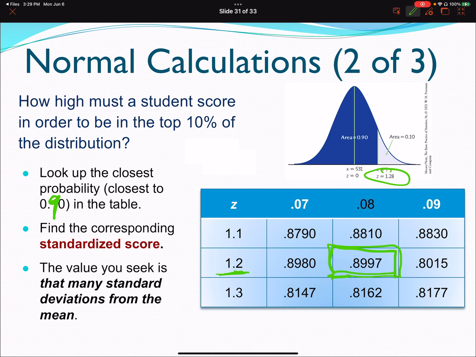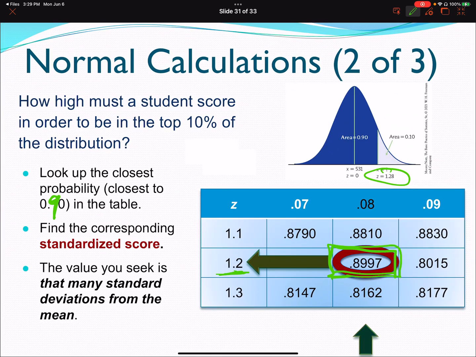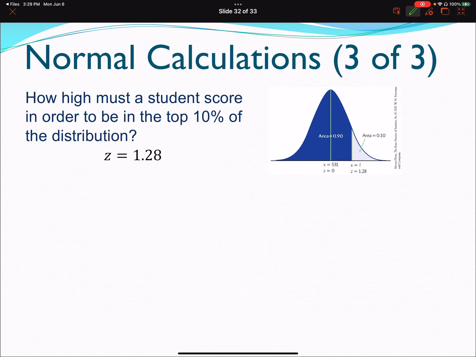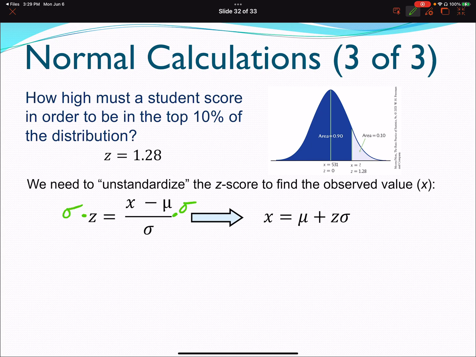So then what we do is we work backwards. We need to undo our work. So if I had z equals my x value minus our mean over the standard deviation, my x value is going to be my mean plus z times sigma. So basically we multiplied both sides by sigma.